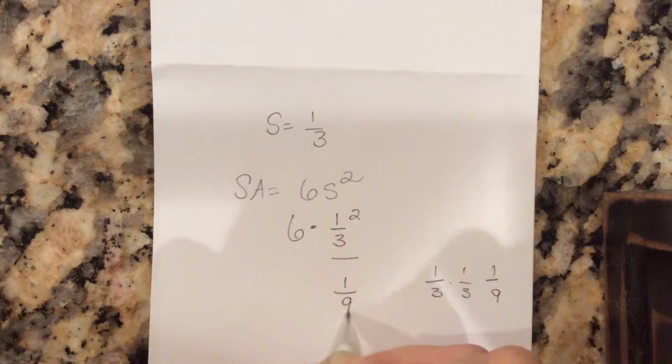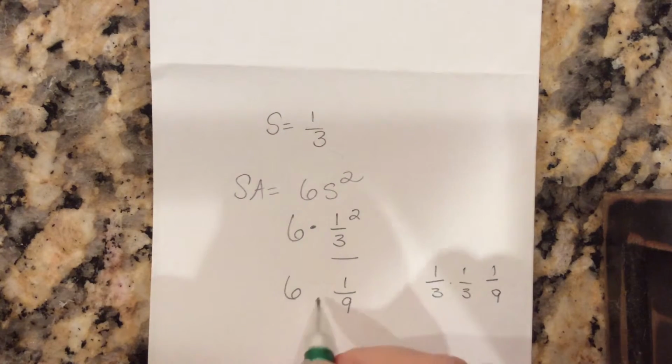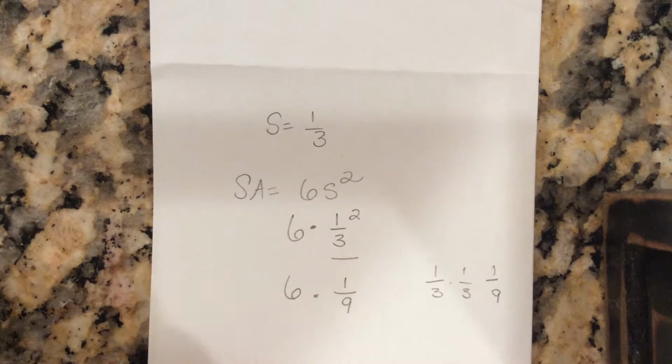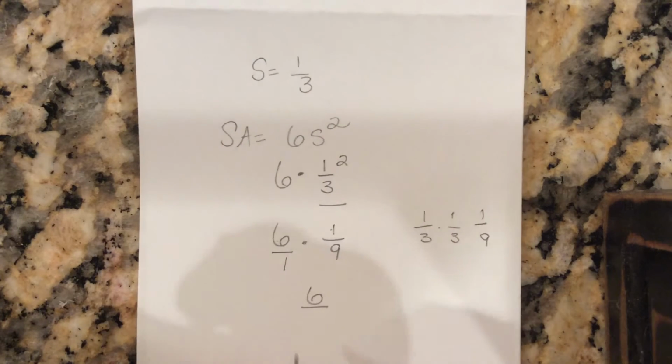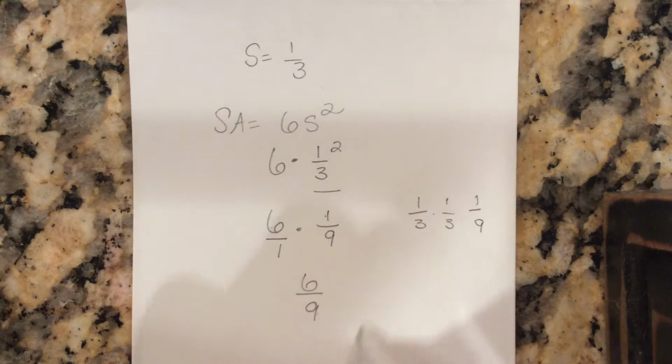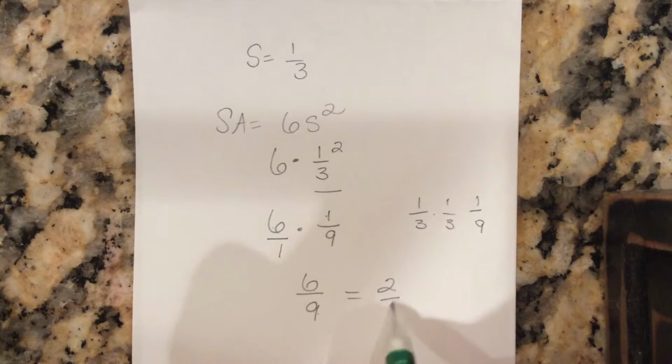So 1/9 here, and 6 times 1/9. Now to multiply by a whole number, remember we put those whole numbers over 1, and then we're going to multiply straight across. 6 times 1 is 6. 1 times 9 is 9, and that can be simplified down to 2/3. So my answer there would be 2/3.